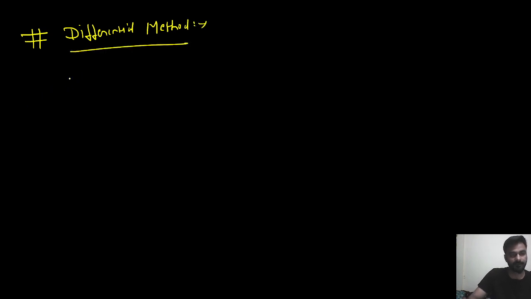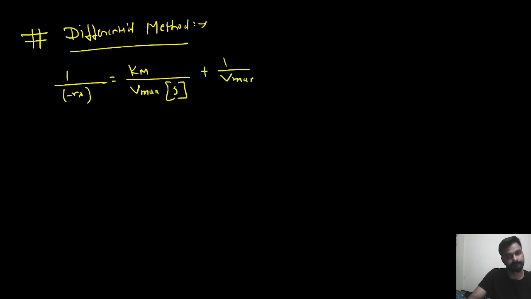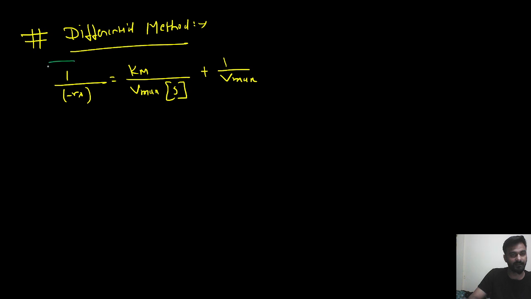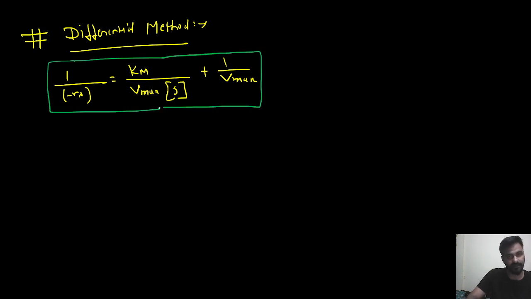Differential method, okay? So we can write that rate, that is 1 upon minus Rs, equals Km by Vmax into substrate concentration plus 1 upon Vmax, right? I'm just writing in a different form the equation that we derived earlier. And this equation is very, very important.